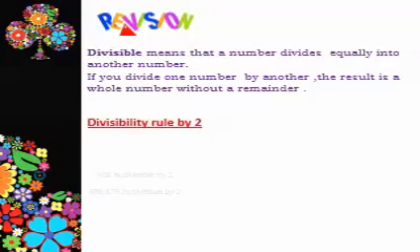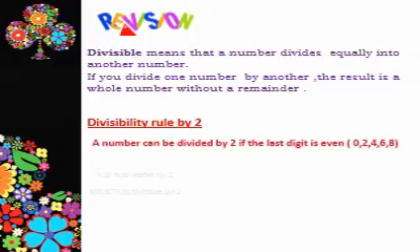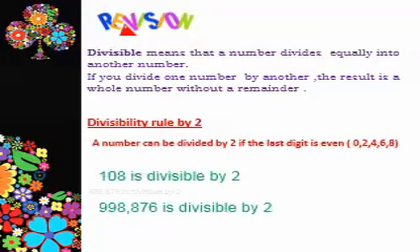The first trick that we learned is the divisibility rule by 2. It's when the last digit, or the ones digit, is even. So if you have 0, 2, 4, 6, or 8 in the ones digit, that means this number is divisible by 2. For example, 1008 is divisible by 2 because the ones digit is 8. And this number is also divisible by 2 because the ones digit is 6. That means this number is an even number.